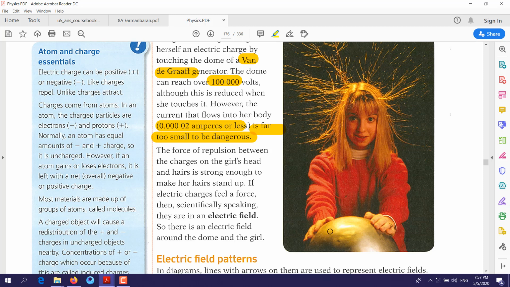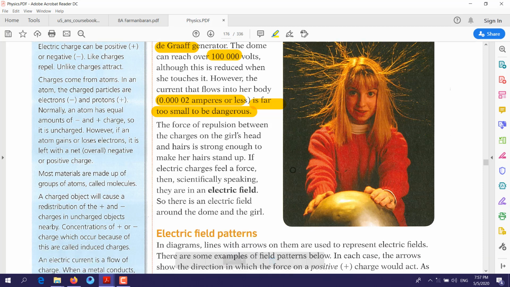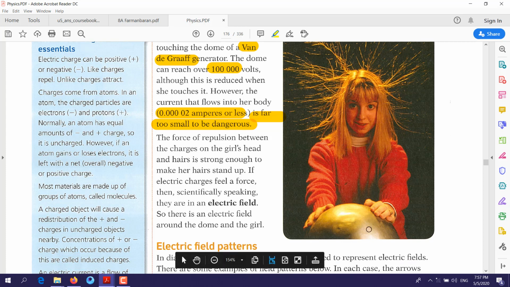Now, once she touched the dome, why did her hair start to stand up? The explanation is that this dome generates charge or electricity. And as we know, in our bodies we also have electricity, we have charges. When she touches the dome, the electricity will conduct to her body, so it will start going through her body. But here what will happen? There will be a force of repulsion.